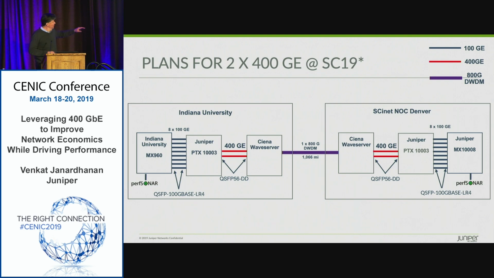So basically what we've got is 8x100 gig going from their MX960 to a PTX10003. Remember that from last year's demo. 2x400 gig going into a Ciena wave server. They've got this 1x800 gig DWDM channel that's going to go over 1,000 miles, not 1 mile. And then do another Ciena wave server breakout like that. And I'm fully confident we'll be able to do that. We'll have no problem getting parts and interfaces, and it'll be cool.